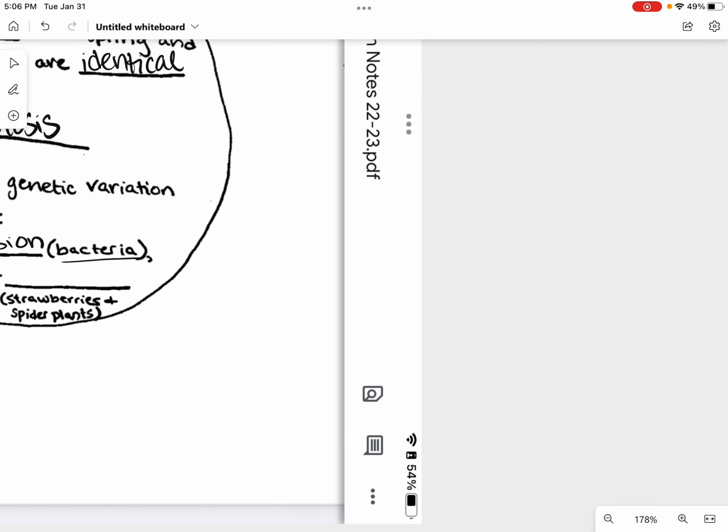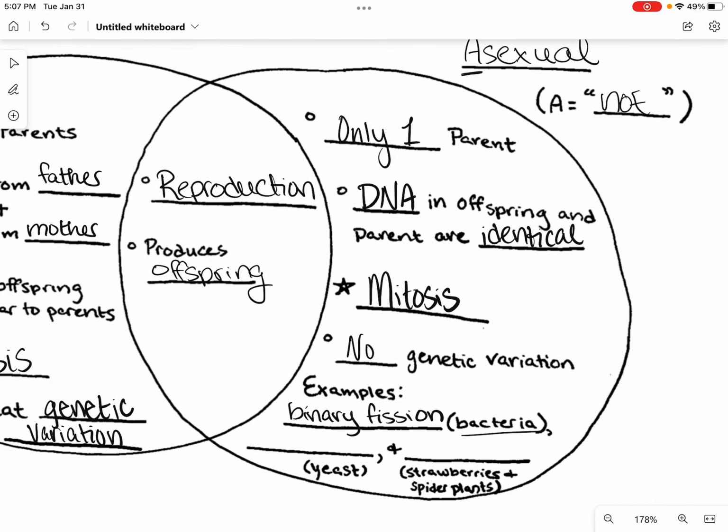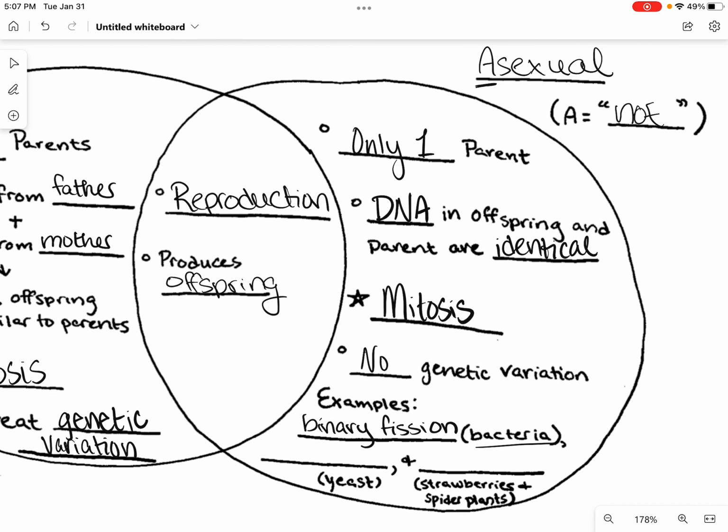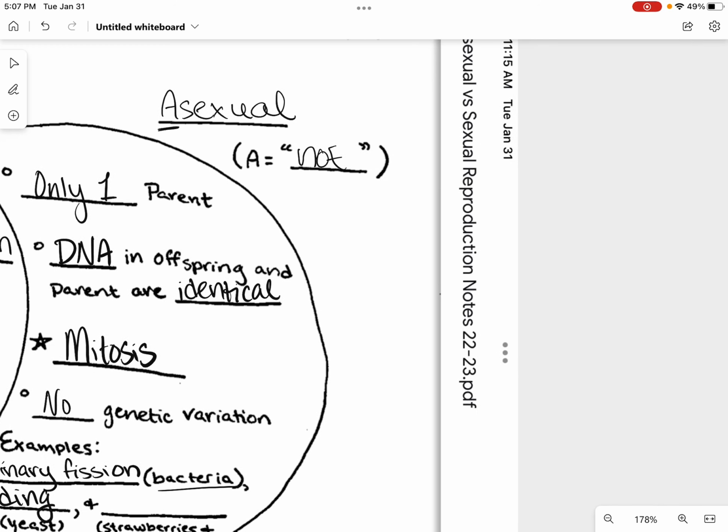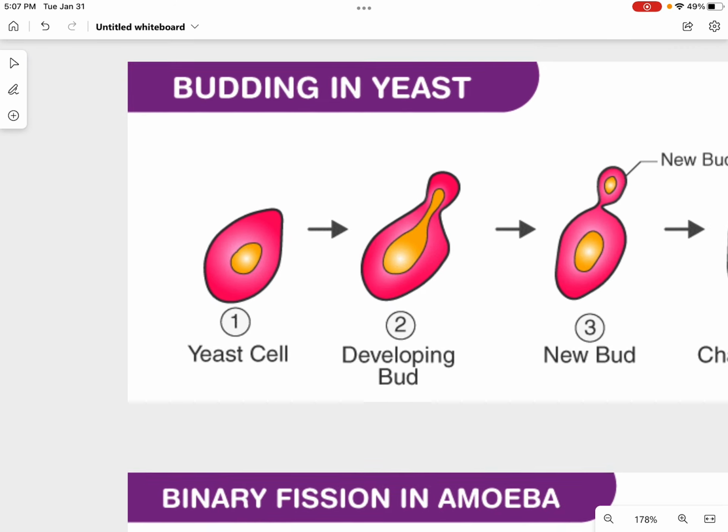We'll go back to our Venn diagram. We're going to go over a couple more examples of asexual reproduction. Okay, another very common type that you'll see is budding. For this we're going to take the example of yeast. We'll go over to our yeast picture.